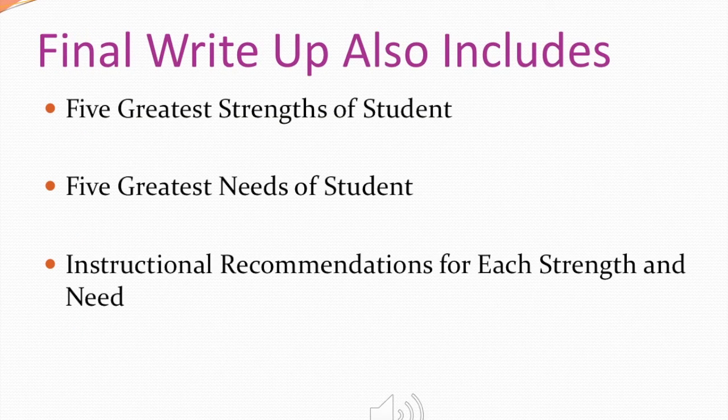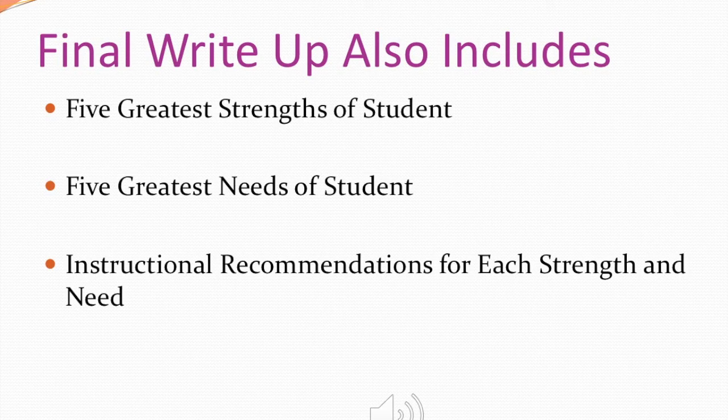In addition to the 18 different data points that you have to write up, you also have a final write-up that includes 5 greatest strengths, 5 greatest needs, and instructional recommendations. So what you have to do here is come up with the 5 greatest strengths of this student. It can be something simple like their attitude or that they always show up with a pencil, but you need to have 5 things that they are good at, that are their strengths, their strong points.